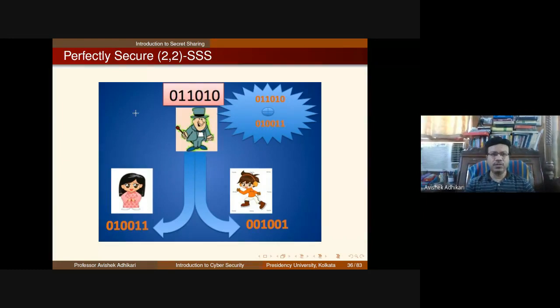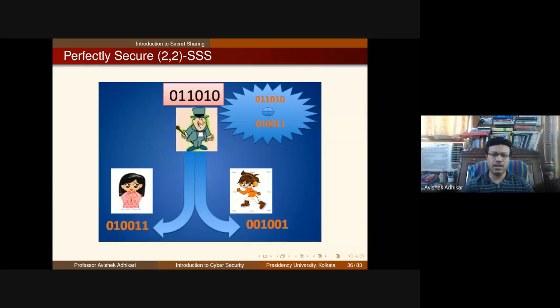In our previous class, we talked about secret sharing schemes. We gave an example where a binary secret was distributed by a dealer between a boy and a girl, and we showed that this is considered a perfectly secure secret sharing scheme.